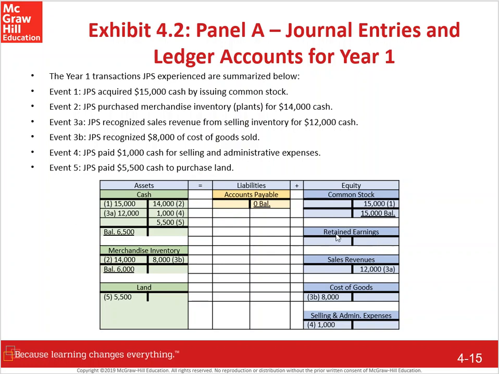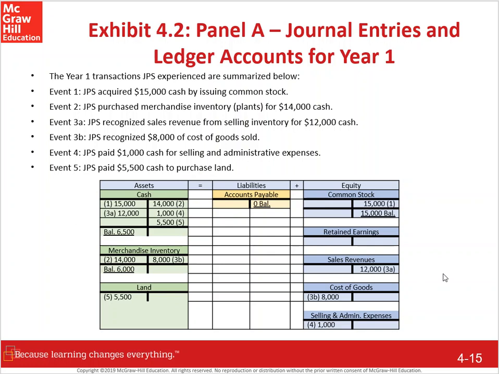Do you remember why? Yeah, it doesn't get there till we close the temporary accounts. So at some point, we would need to close out our revenues and expenses and dividends if we have any, but we don't. So we need to close out each of these 3 temporary accounts into retained earnings. But we've got our sales revenue at $12,000. And then we have our 2 expenses, COGS and selling and admin expenses.